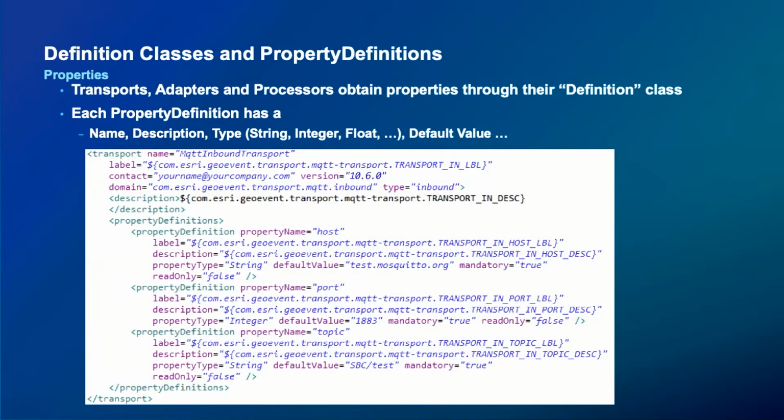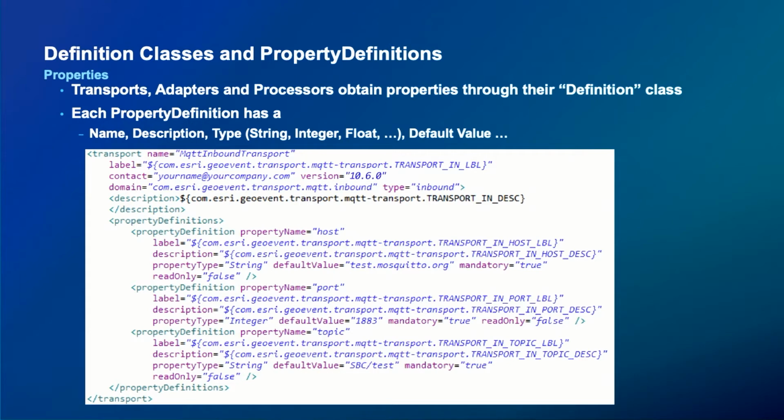So before we get into the actual code of a sample transport, let's go over the concept of component definition class and the property definitions. These concepts are common to all adapters, transports, and the processors. So a definition class contains a list of attributes for the component and a list of property definitions. The component attributes describe the component, while the property definitions tell the component how to do its job. The component definition can be created either through XML or a Java class.